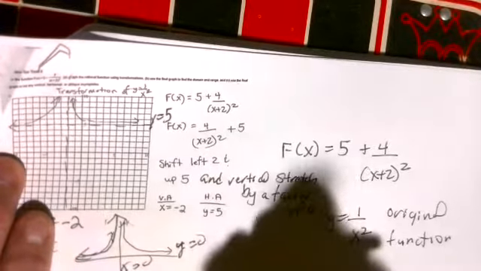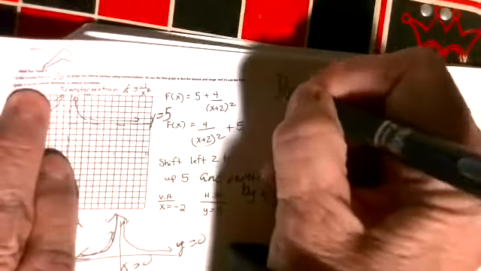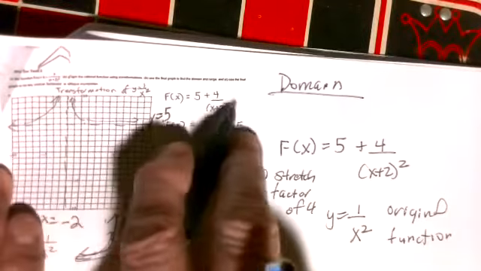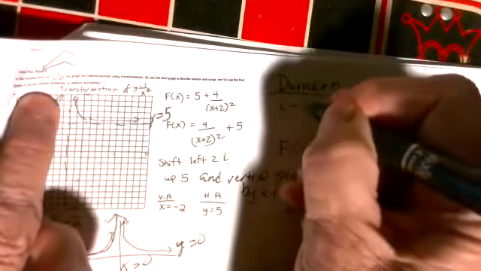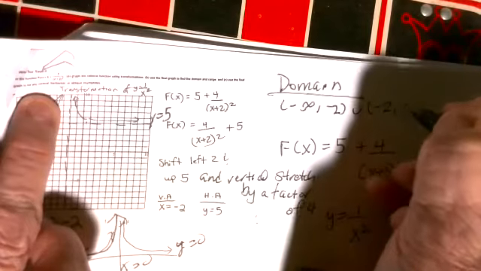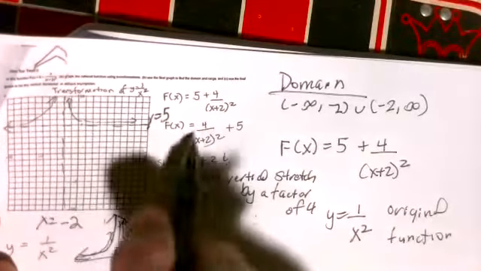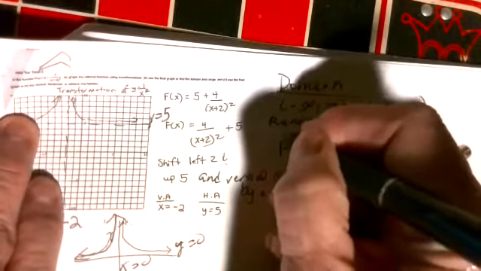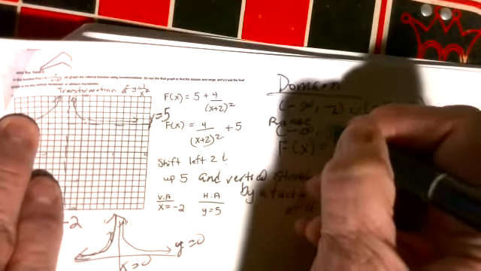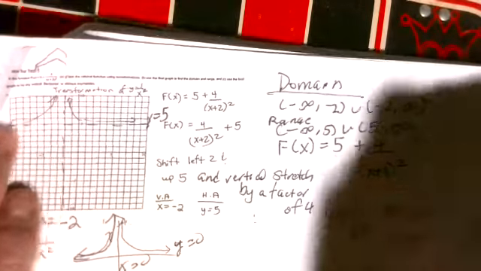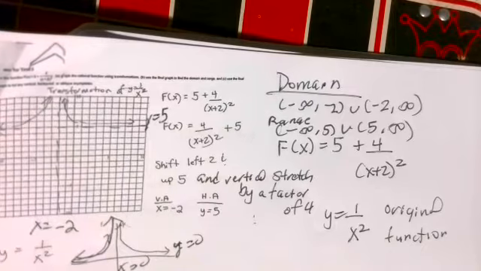And then that's what the drawing looks like, the graph. And so if you're looking for the domain of this function, we look at the vertical asymptote because that's what x can't be. So x can't be -2. And if we're looking for the range, we look at what the horizontal asymptote is, the 5. And so y can't be 5. Like that. Okay.